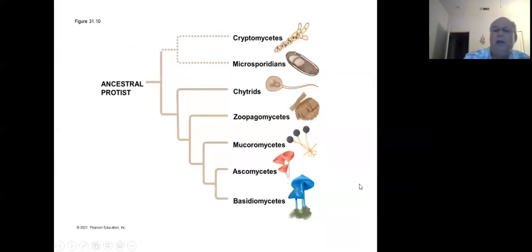So this is what we think is the best current phylogeny of the fungal kingdom. So the cryptomycetes and the microsporidia are recent additions.